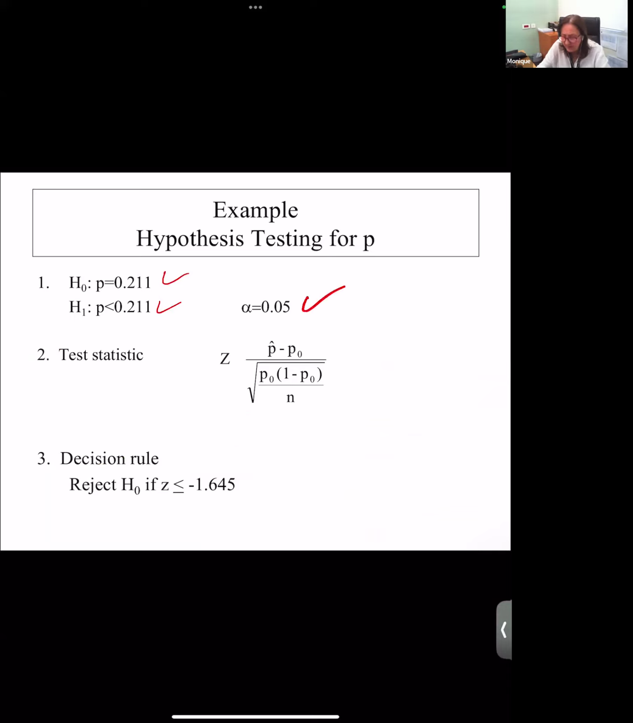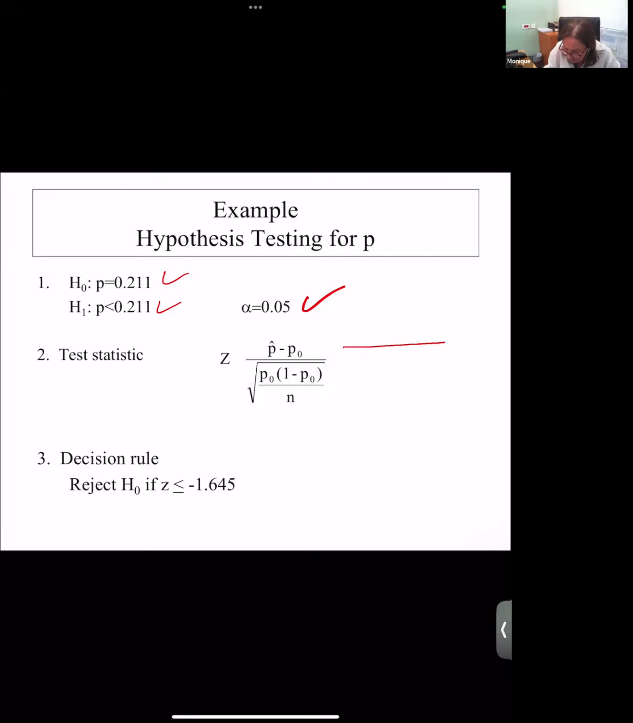We set alpha. The most commonly used critical probability is alpha 0.05, because we don't want to make a lot of mistakes. So we allow 5% of being wrong. Here it is one-sided, so the 5% is on one side. If it were two-sided, the 5% would be divided, 2.5 on the right and 2.5 on the left.